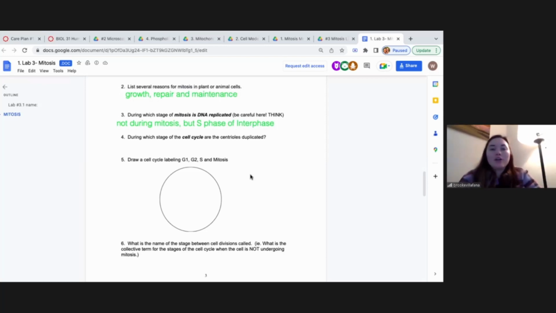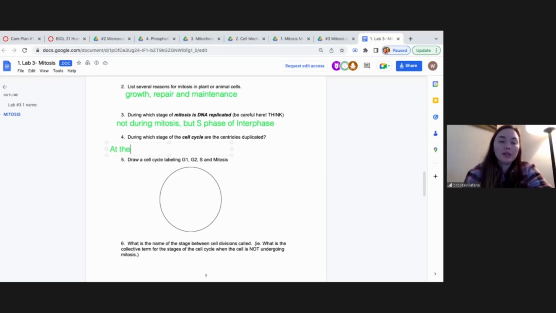During which stage of the cell cycle are the centrioles duplicated? The centrioles are duplicated basically two times. They're duplicated at the end of telophase in preparation for the new cell. And then they're also duplicated in G2 in preparation for cell division.